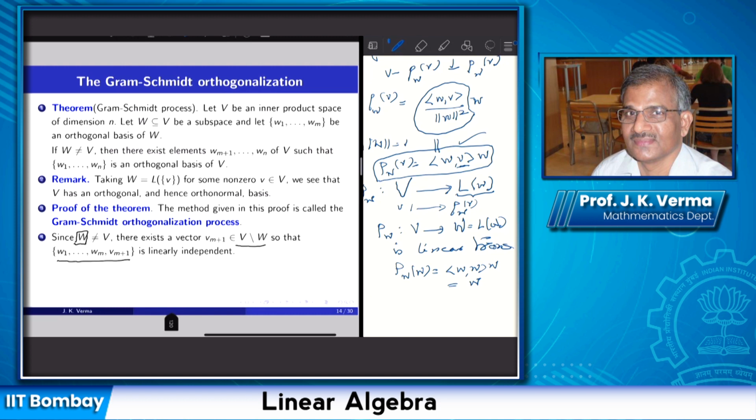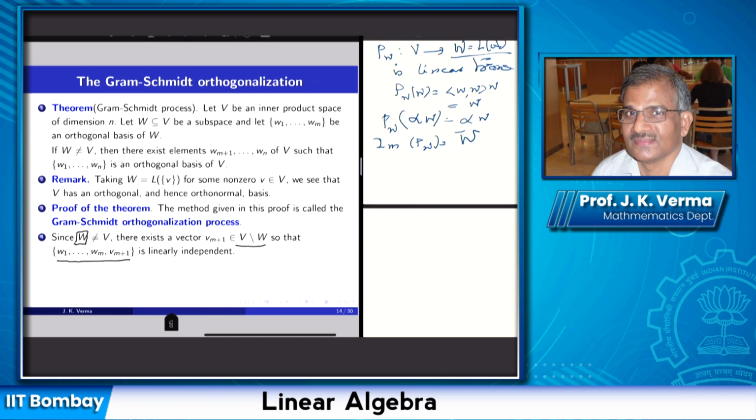So this P_W is onto; W is mapped to W. Any scalar multiple of W under this projection map is also mapped to the same scalar multiple. Therefore the image of the projection operator is this one-dimensional space. We know how we define the rank of a linear transformation. The rank of a linear transformation is the dimension of the image, and in this case the dimension of the image is 1, because the image is a one-dimensional subspace which is the linear span of a single vector. So the rank of the projection operator is 1.